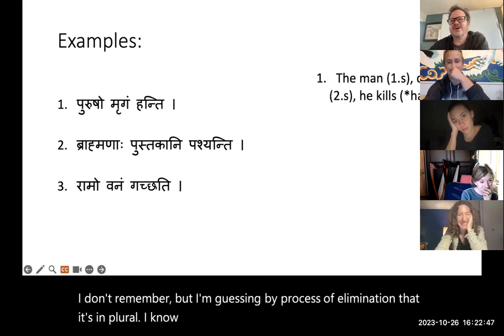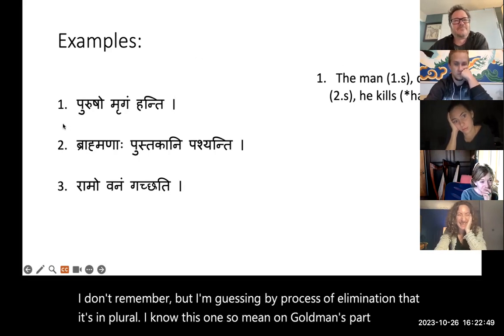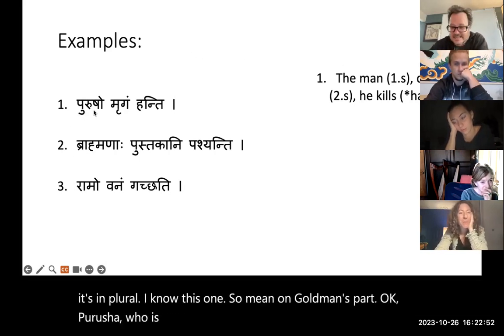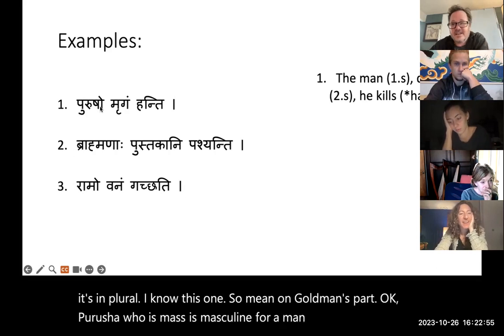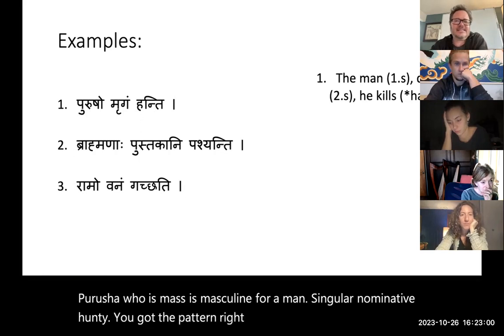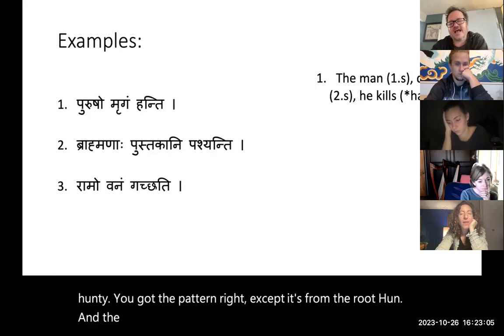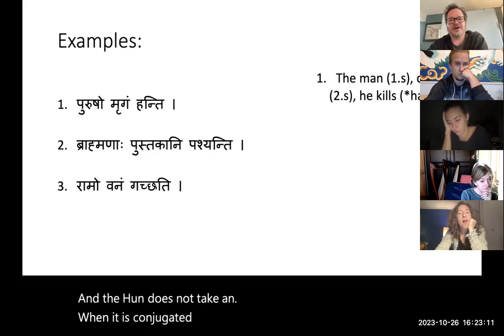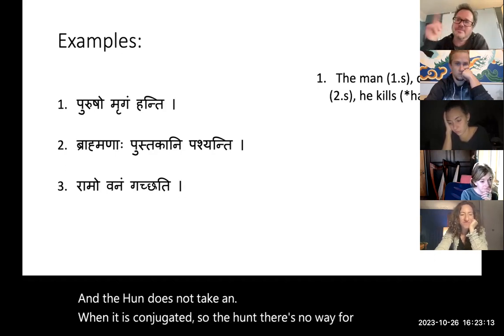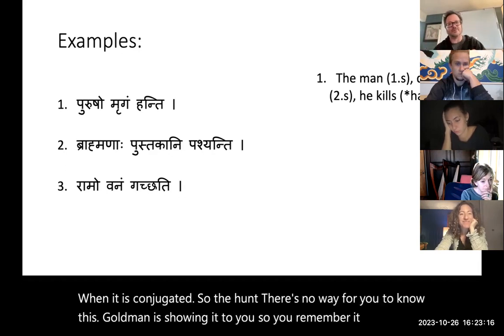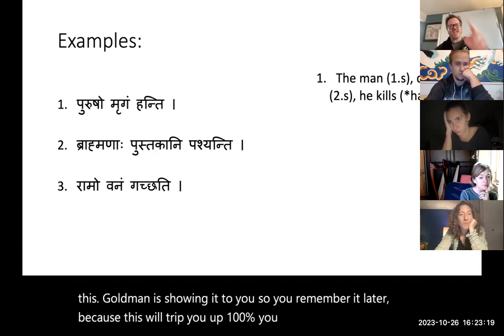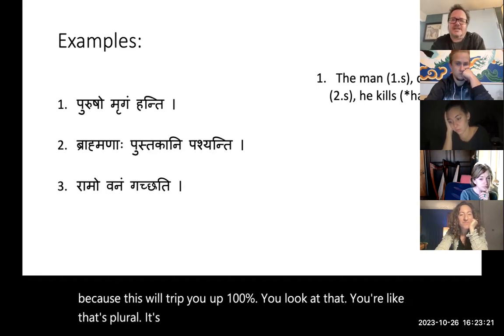I know this one's so mean on Goldman's part. Okay. Purusho is masculine for a man, singular nominative. Hanti, you got the pattern right, except it's from the root hun. And the hun does not take an a when it is conjugated. So there's no way for you to know this. Goldman is showing it to you so you remember it later, because this will trip you up. 100% you look at that and you're like, that's plural. It's actually not. Goldman's being a dick here, but maybe you'll remember it.